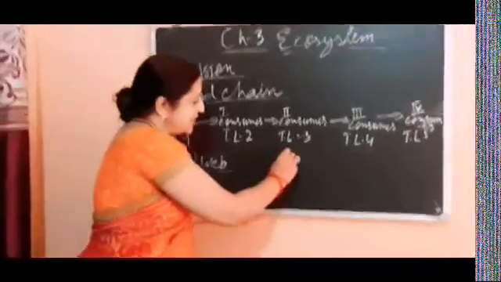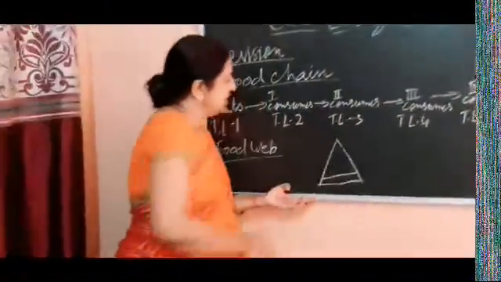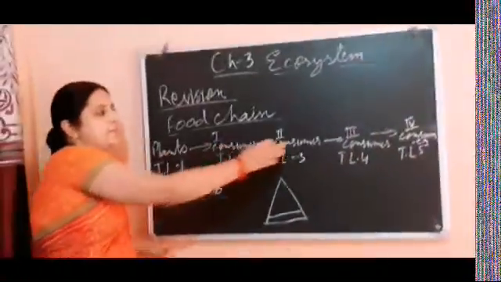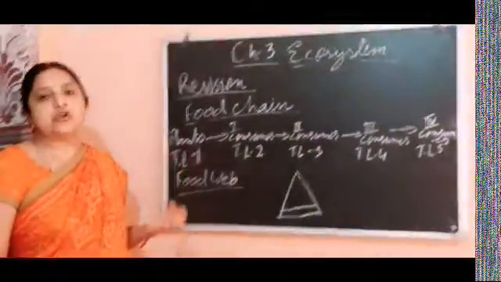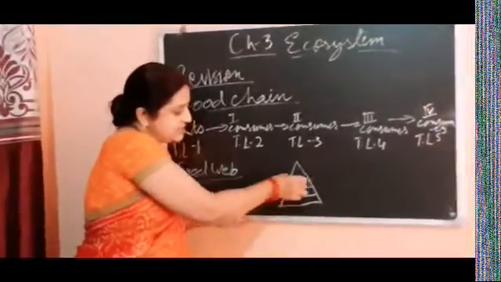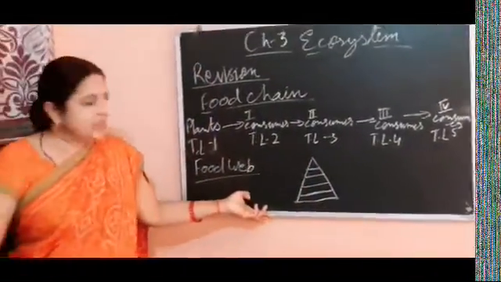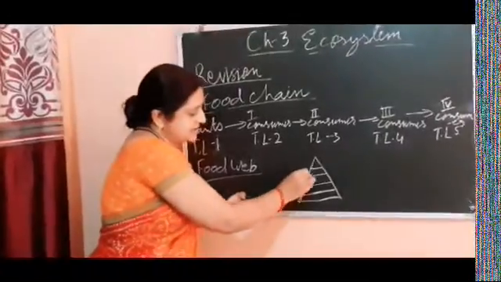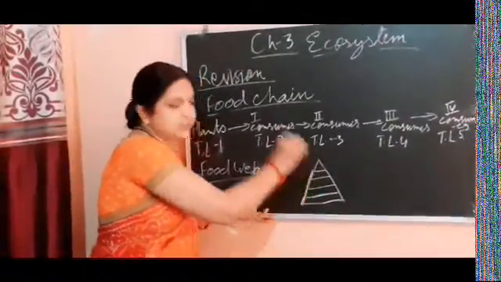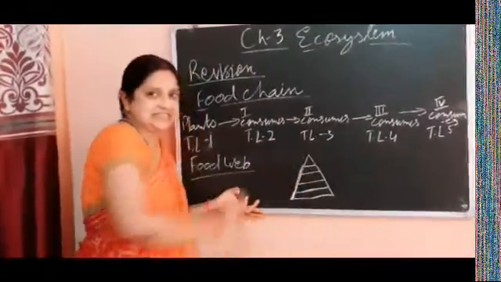We all know that food pyramid is made in this way. This is the first level. Each step of the food chain is called trophic level. This is the first trophic level, second trophic level, third trophic level and fourth trophic level. As we go up in the pyramid, the number of organisms decreases.